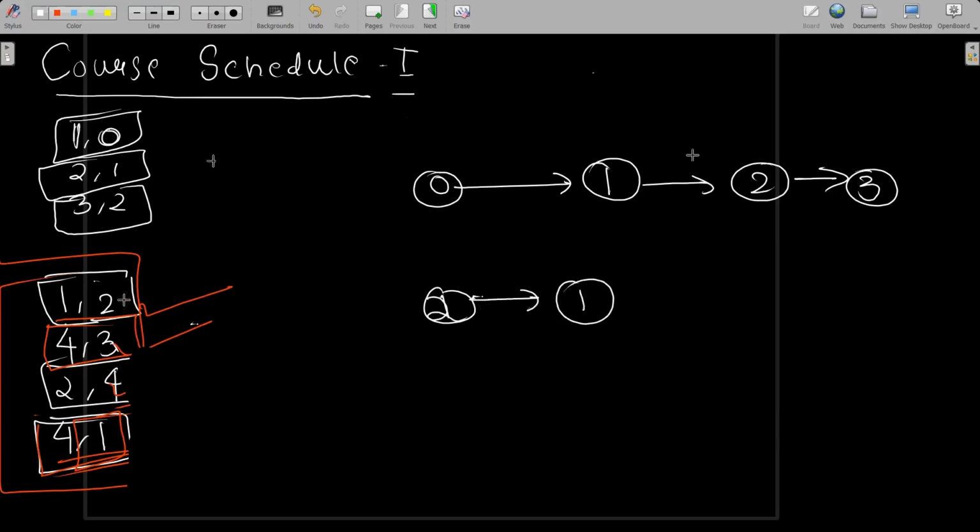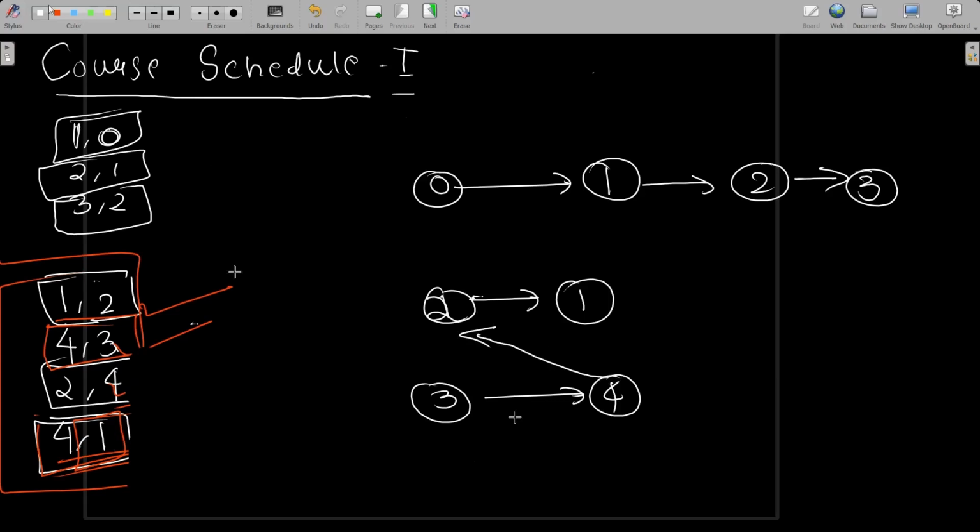Your course 1 is dependent on your course 2. Sorry, that means your course 2 needs to be complete so you can move to your course 1. Your course 3 is dependent on your course 4. Your course 4 is dependent on your course 3, because only if your course 3 is completed can you move to course 4. Your course 2 is dependent on your course 4. So if you finish your course 4, then you can move to course 2.